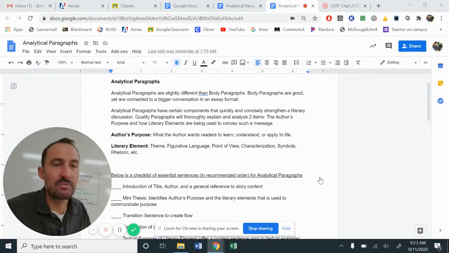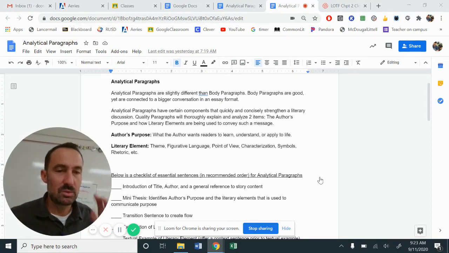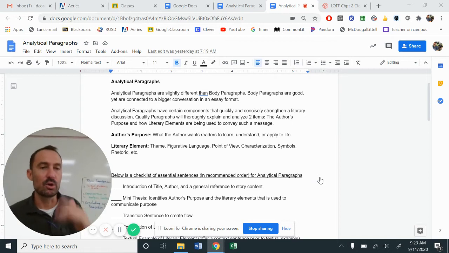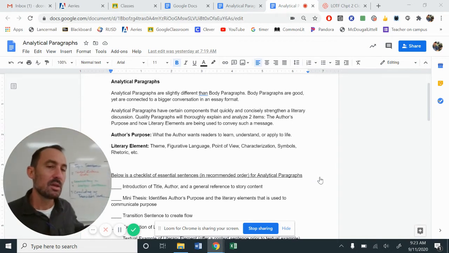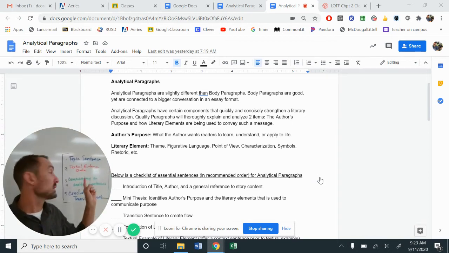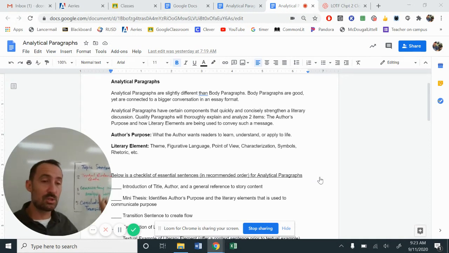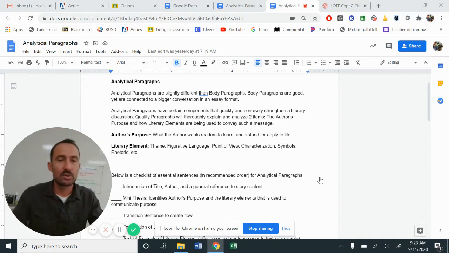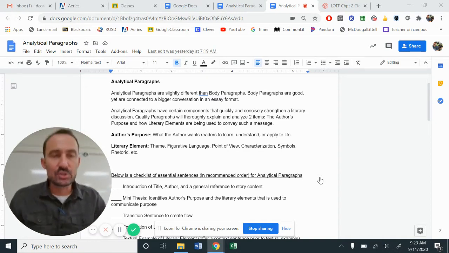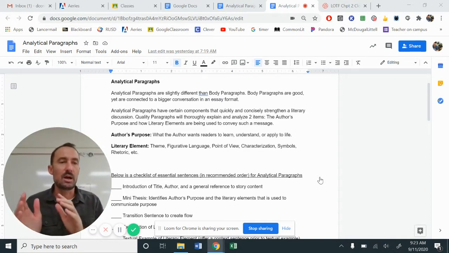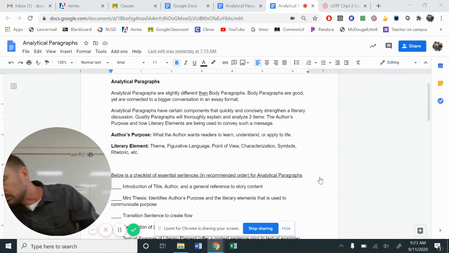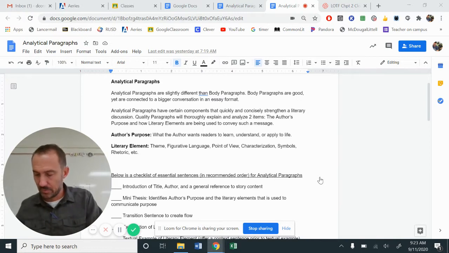So a body paragraph is relatively simple: here are your basic things set forth, and you do that over and over in your essay writing. We are going to continue to use all of those, but for the analytical paragraph, you have additional items that help set apart what you're doing. So let me get set up here.